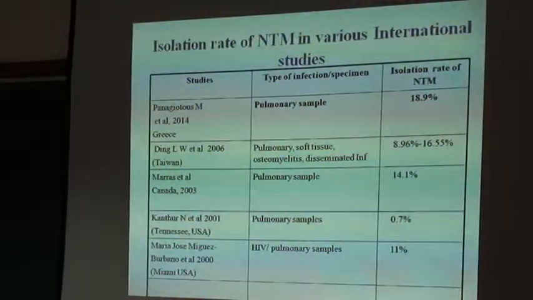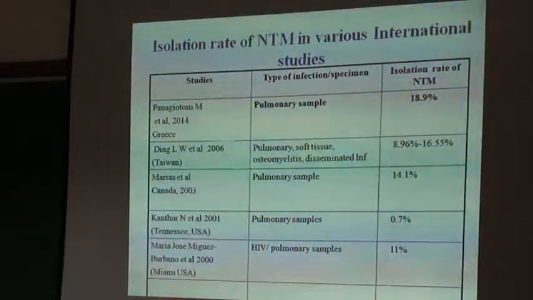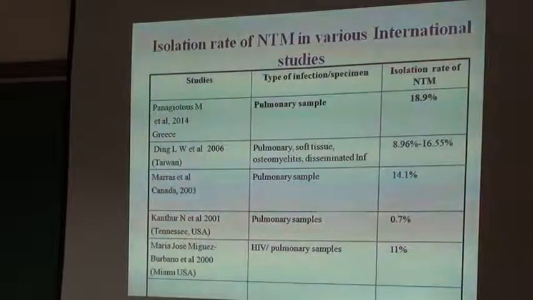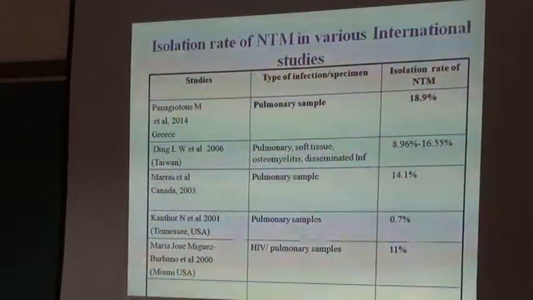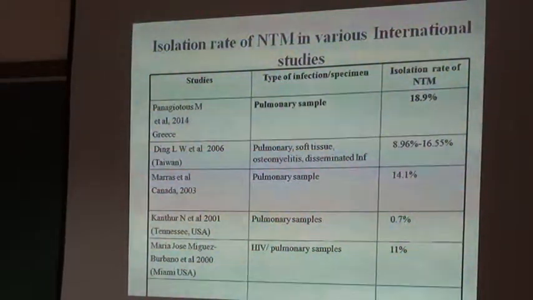Now coming to some international studies. It has been seen that the NTM isolation rate is much higher in different international studies than in developing countries. Similarly, there is a study from Greece in which the isolation rate of NTM was about 18.9%, based on pulmonary symptoms. Similarly, a study from the USA had an incidence rate of 11%, and a study from Taiwan showed about 16.55% isolation rate of NTM. Similarly, a recent study from the USA has shown about 35.3% incidence of pulmonary infection by NTM.